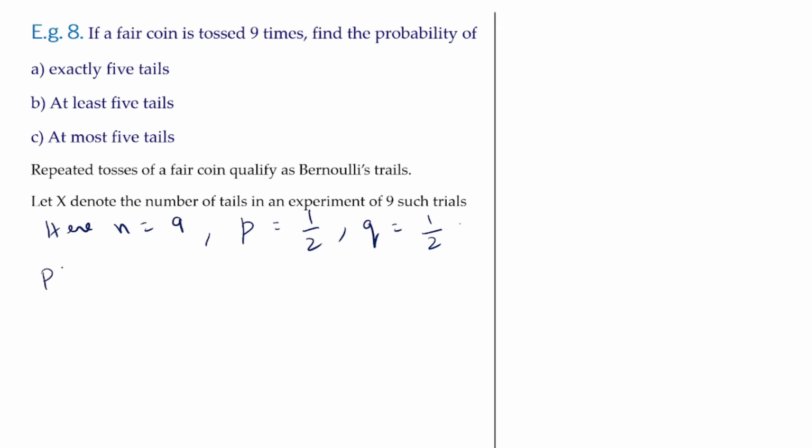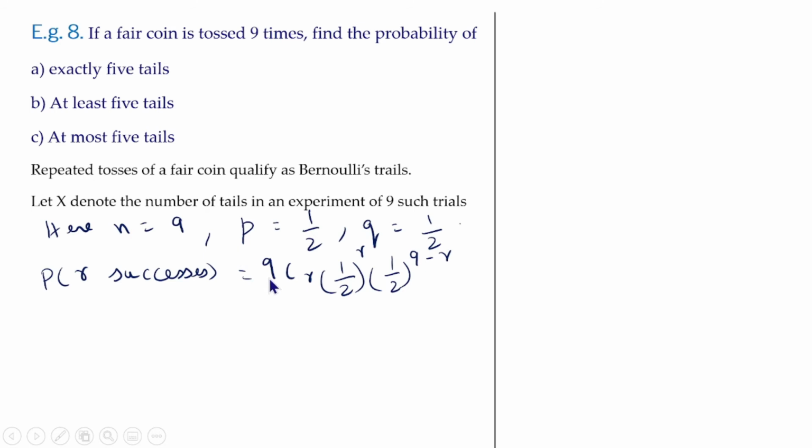So the probability of r successes is given by 9cr half raised to r, that is p raised to r, then q raised to n minus r, or half raised to 9 minus r. Using law of exponents, we can see that it is 9cr half raised to r plus 9 minus r. So it is half raised to 9. Let us simplify here itself so that it will be easy. So it is 9cr half raised to 9. So we can calculate probability of r successes using this formula.